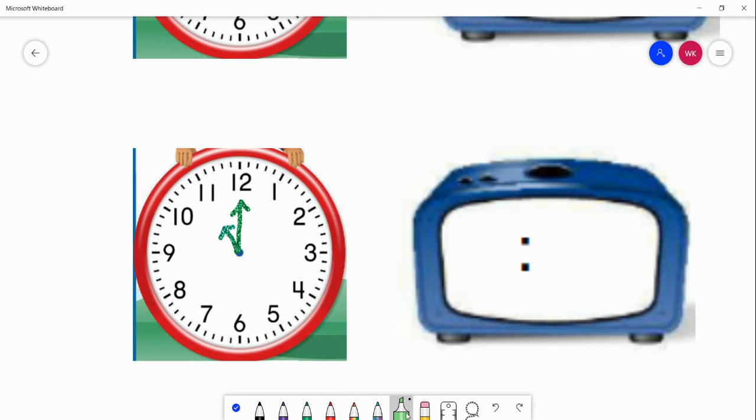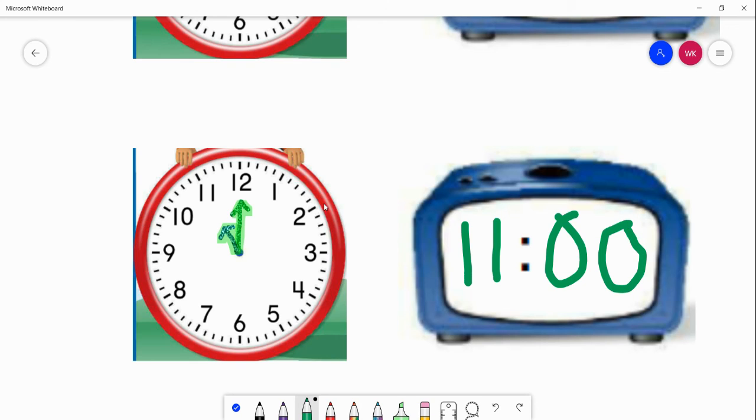All right, so we're going to look at our little hand or our hour hand, and our little hand is pointed to the 11. So the hour is 11. And then our big hand or our minute hand is pointed to the 12, and that's when we say o'clock. So you're going to put 2 zeros for the minutes because it is 0 minutes right now because it just hit that new hour. So we would say 11 o'clock. And I hope you guys got that one right.